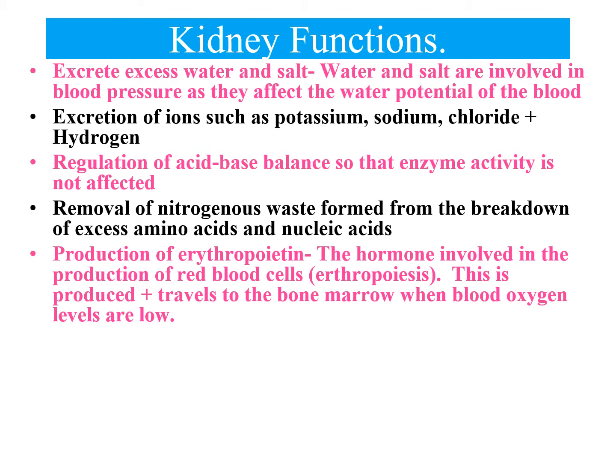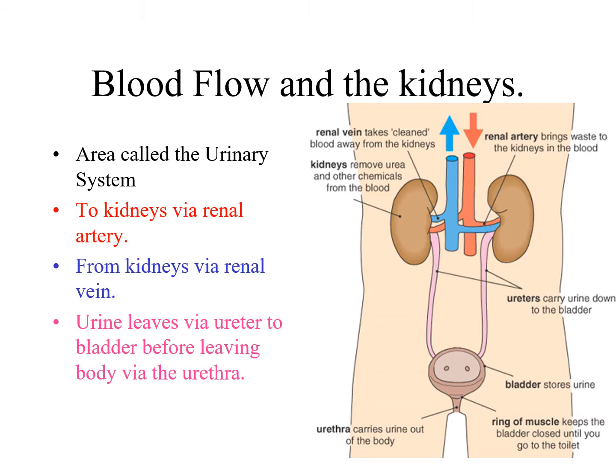Also, the kidneys are involved in the production of something called erythropoietin, which is a hormone involved in the production of red blood cells. We're not going to look at that particularly today.